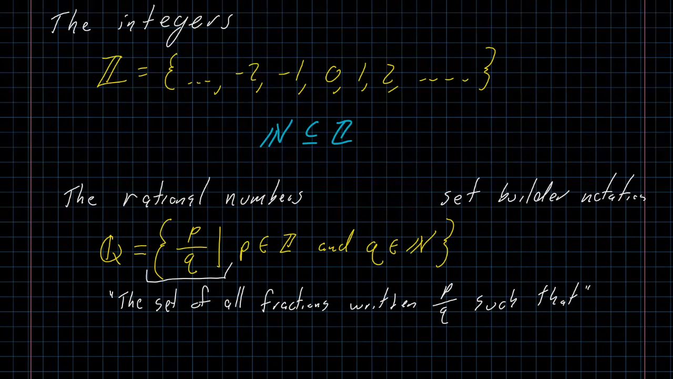So again, set braces, so we know it is a set. And then I give a generic form. And the generic form in this case is fractions written as p over q. And then the vertical line we call such that, and it tells us how to define p and q.